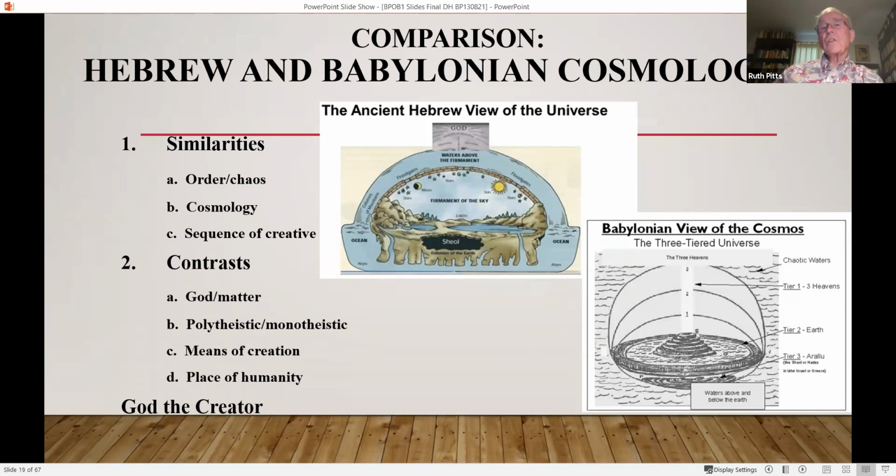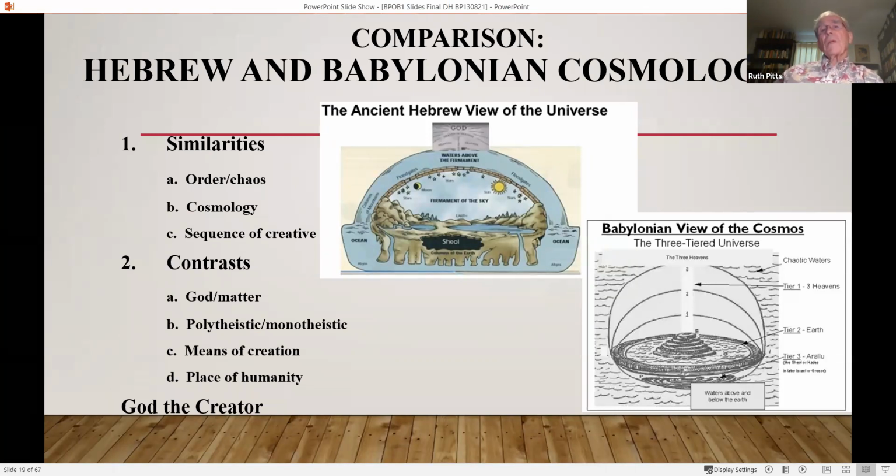There are unique things offered in the Bible that are not there in the Babylonian text. God is separated from matter. He's removed from matter completely. And so that's a huge difference there.